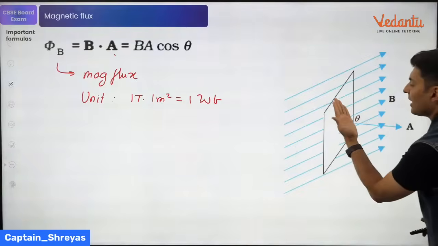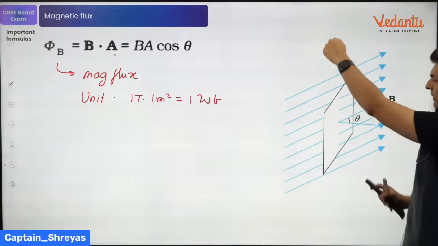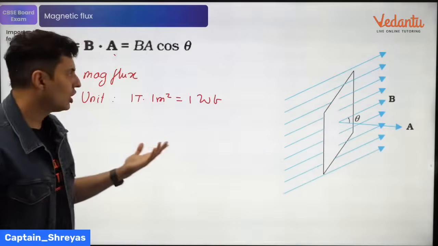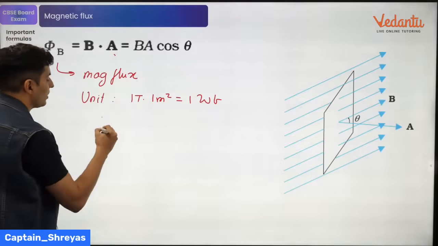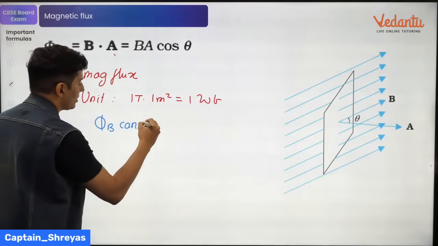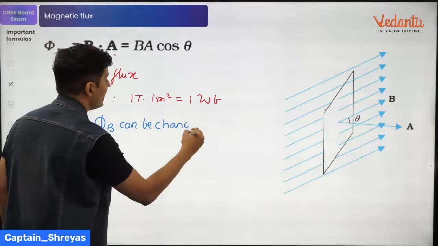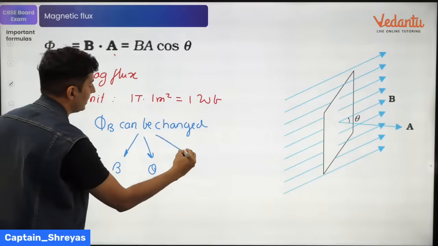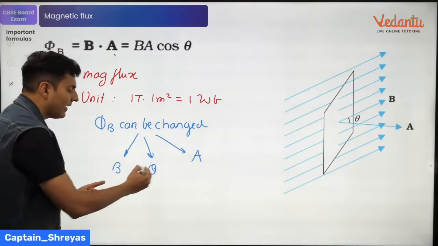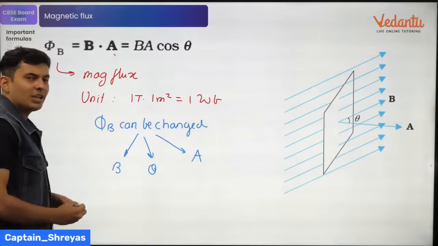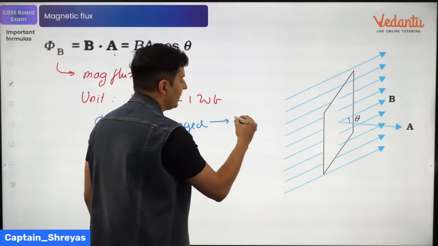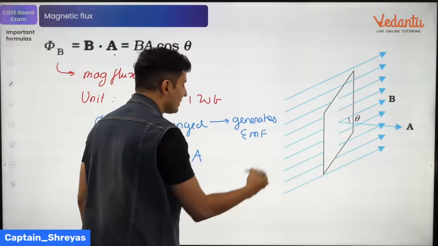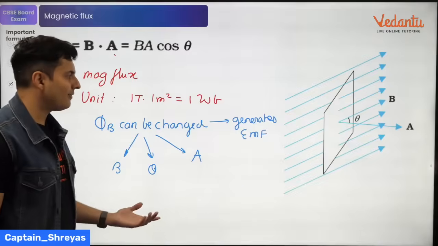Now, if I change the area, or the angle, or if I change the value of B, then the flux will also change. So how can I change the flux? Phi B can be changed by changing either the magnetic field, or by changing theta, or by changing area. If any one of these things changes, the flux changes. If flux changes, then it generates EMF.